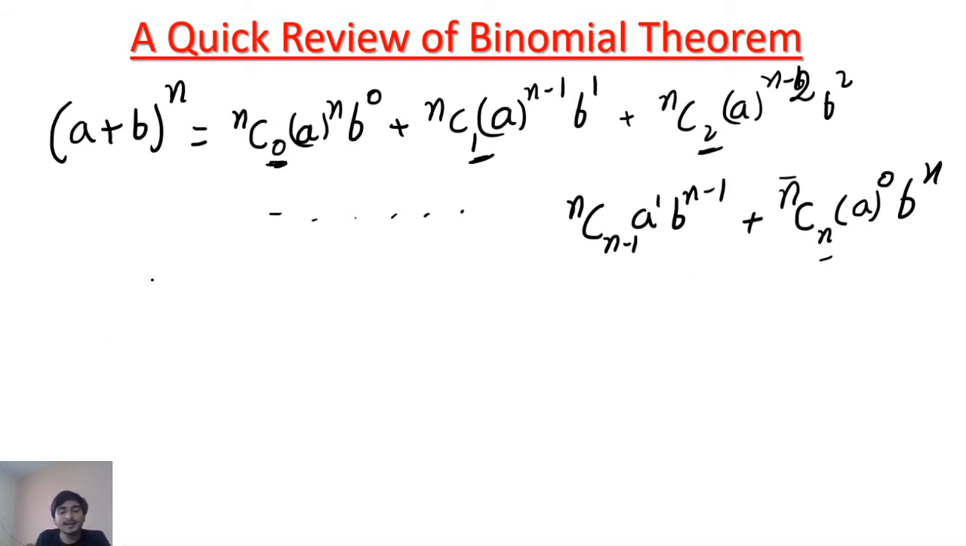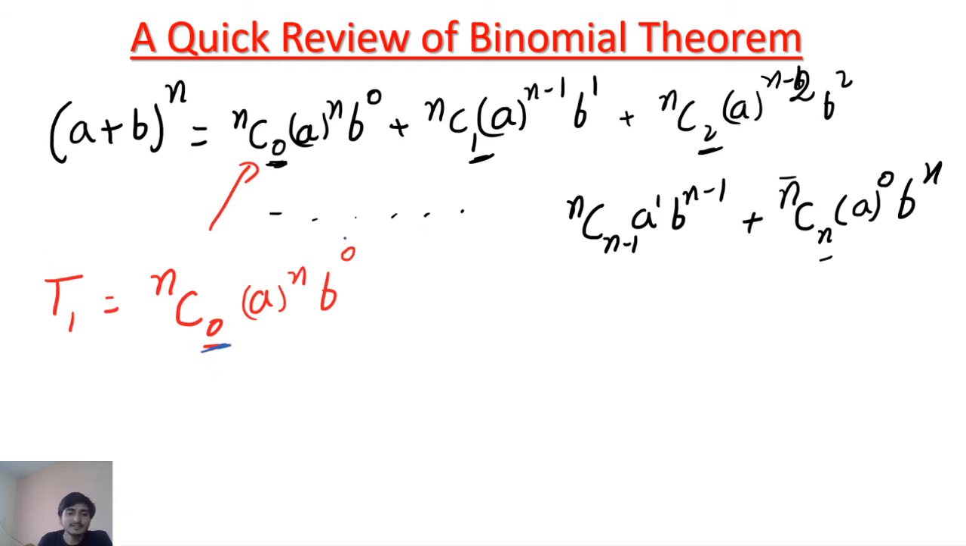Okay, so if you have to find any term, if you see any term, assume t1. So if you can see here, t1 is what? nC0 term, where C0, right, and a to power n and b to power 0. So if you notice here, then this 0 and this 0 both are always the same. Like if you have one here, then here also you have one. If you have two here, here also you have two. Then second thing is n plus 0 should always be equal to n. N minus 1 plus 1 is n. N minus 2 plus 2 also gives n, right? So like that the expansion should be there.